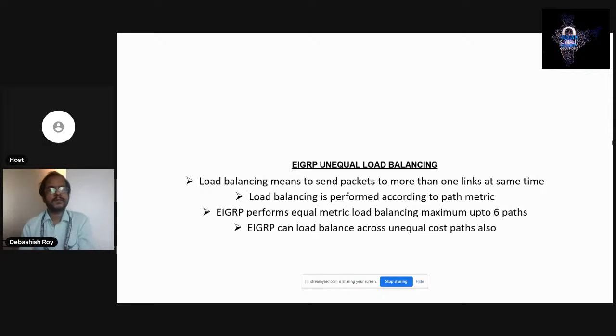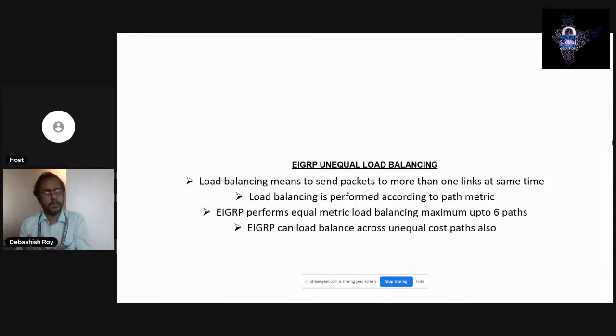Load balancing means to send some packets to more than one link at the same time. So if you have two links, then EIGRP can send some packets to link 1 and the other packets to link 2. It will be done to reduce the load on only one link. See, if you are using only one link to send the data packets, then that link will have 100% load, and definitely the bandwidth of that link will go low and the link will fail.